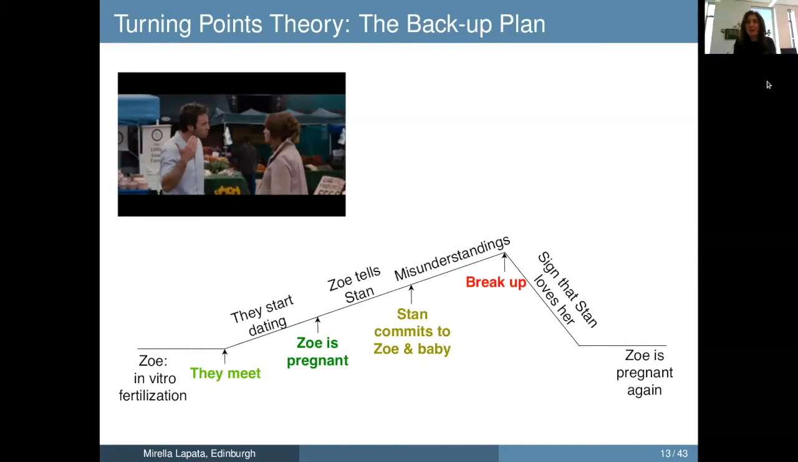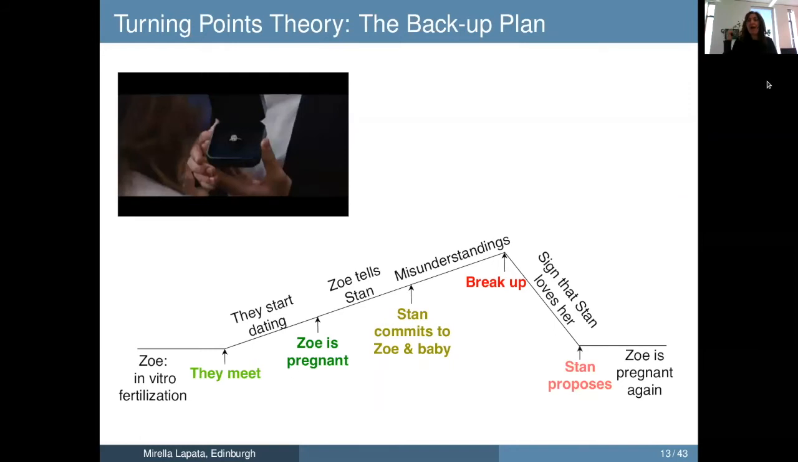Oh my God, what is going to happen? But after a while, he realizes that she's the love of his life, and he proposes to her. And this is, of course, the climax. And at the end, we find out that she's pregnant again, this time with Stan. So this movie very nicely illustrates how these turning points work.